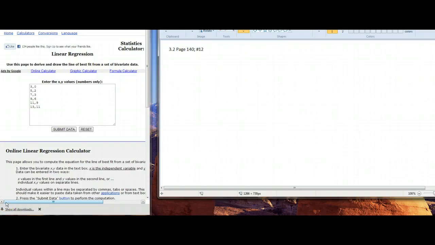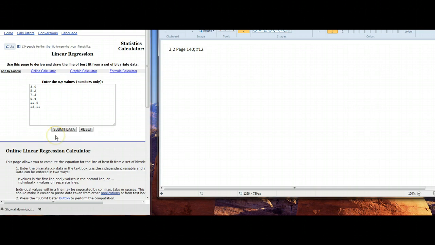Alright, the next problem we're doing from Chapter 3, Section 2, page 140 is number 12. We are given a table of values for x and y. And for part A, we are told to draw a scatter diagram. Well, I am going to go over in class with you how to use your TI-83 and TI-84 calculators.